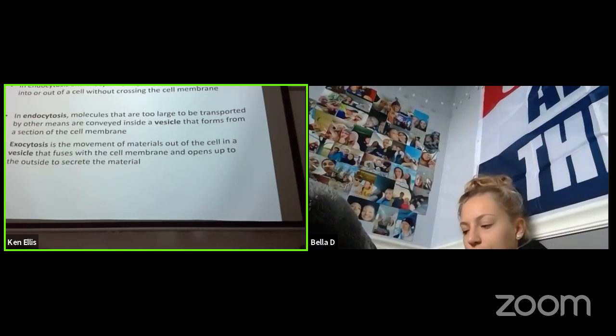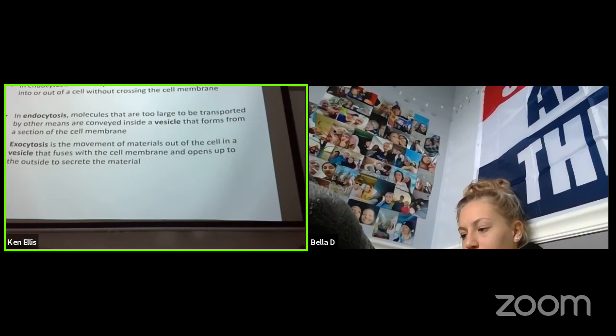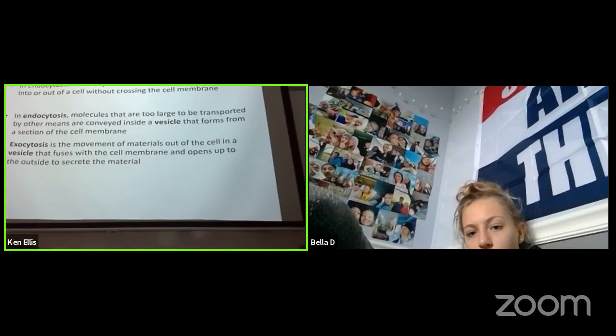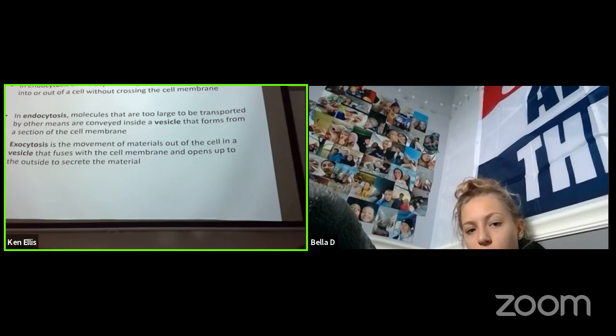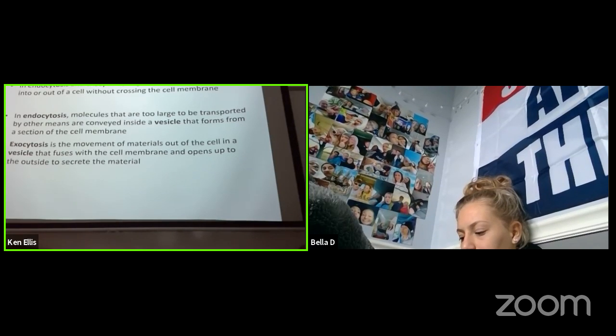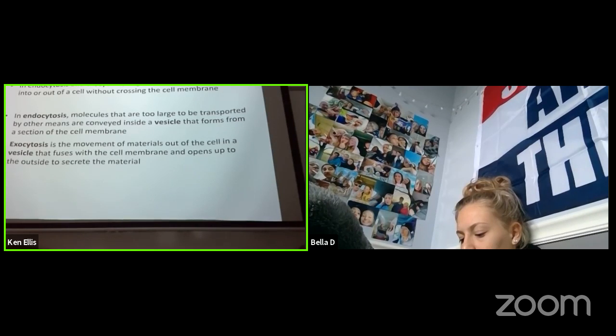We have big things, big comparatively speaking to the cell, that have to get in. We have big things that are made that have to get out. How do we handle those? Well, that's by endocytosis and exocytosis. Endocytosis says molecules too large to be transported by other means are conveyed inside by making a vesicle that forms from the cell membrane. This requires energy too, but we won't get into that.